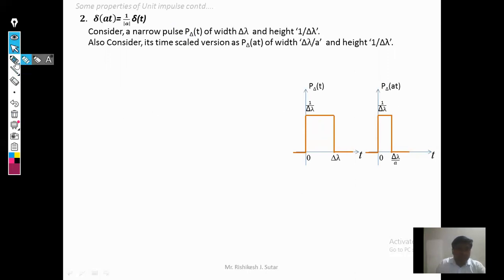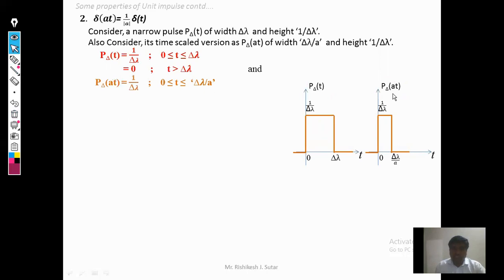It's the original narrow pulse, and it's a time scaled version of this original narrow pulse. Okay. So let us try to prove this property. Let us start with this p delta of t, whose expression I can write in this way, and for this p delta of at I can write the expression like this.